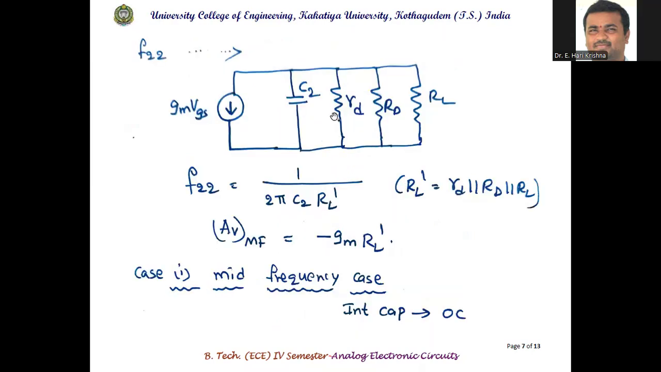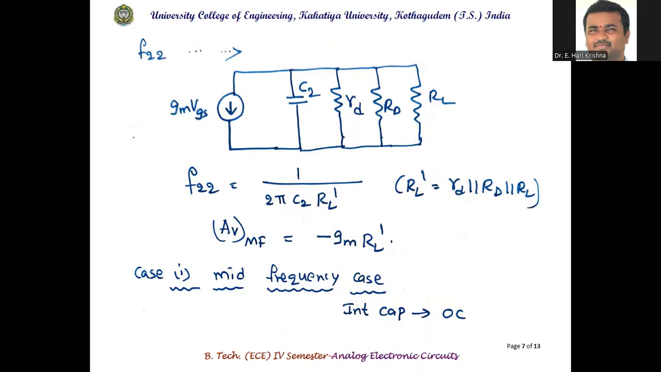All these three capacitors are in parallel with the capacitor. So f22 is equal to 1 by 2 pi C2 RL dash. RL dash is the parallel combination of small r, capital RD and the load resistor. And the mid-frequency voltage gain is minus gm RL dash.